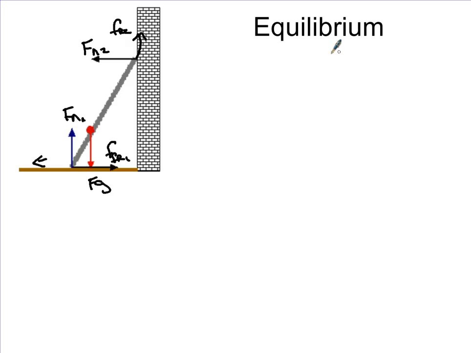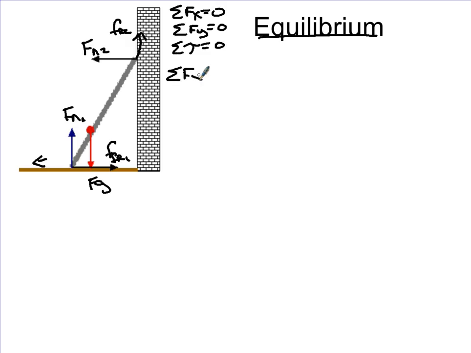Now, in order to be in equilibrium in a situation where you're attempting to rotate, you need 3 conditions to be satisfied. The sum of the forces in X must equal 0. The sum of the forces in Y must equal 0. And then the sum of the torques must equal 0 as well. And this is the sum of the torques about any and every point. Let's see what the sum of the forces in X looks like for this.